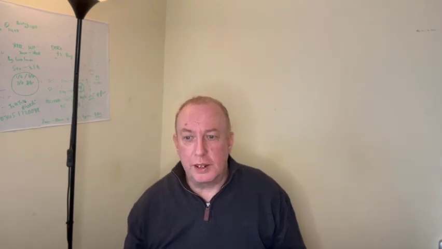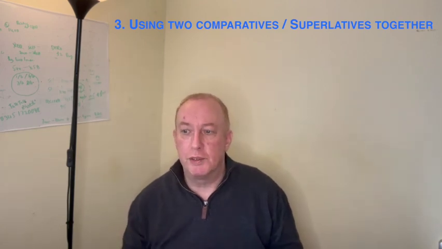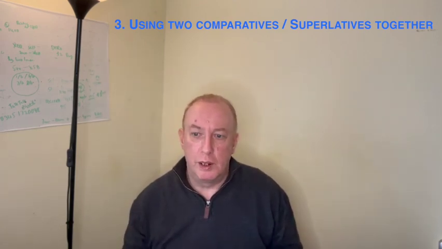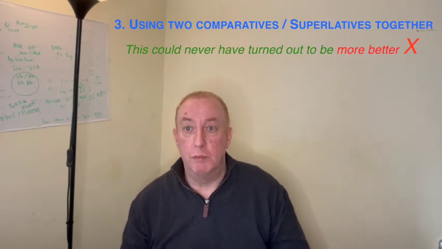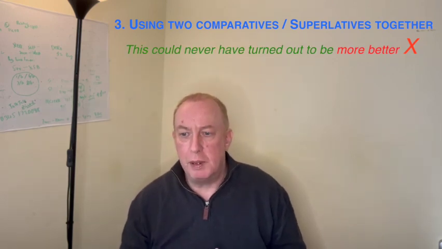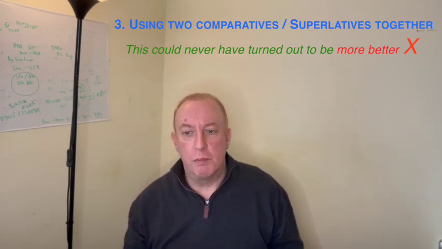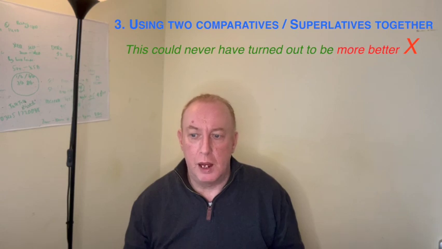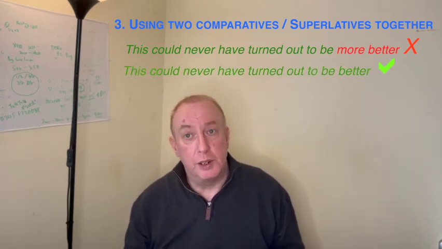The third mistake is using 2 comparatives or superlatives together. For example, they say, "This could never have turned out to be more better." Here, better is the comparative of the adjective good, and more is the comparative of the adjective much. Thus, the correct one is, "This could never have turned out to be better."